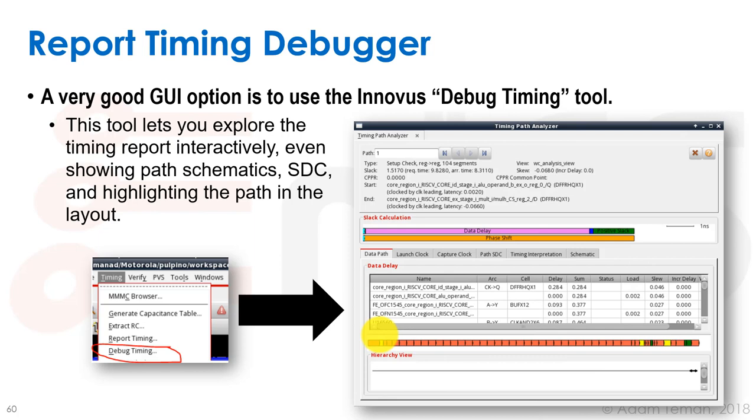You hit timing, debug timing, and it will open this timing path analyzer. You can look at the paths and look at that whole timing report in a very interactive and kind of graphical way. Plus, as I said, you can do things like highlight the whole path in the layout, and so forth, and even show a schematic of the path. So it can be very, very useful.